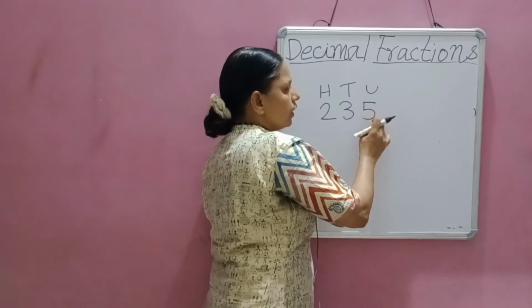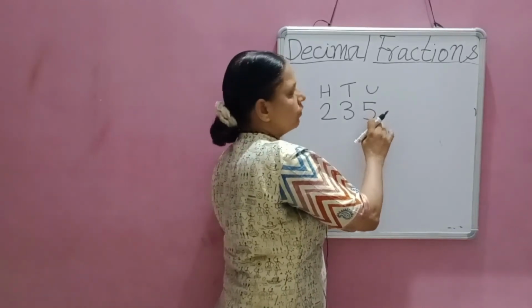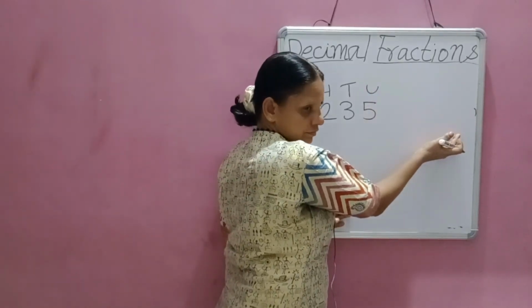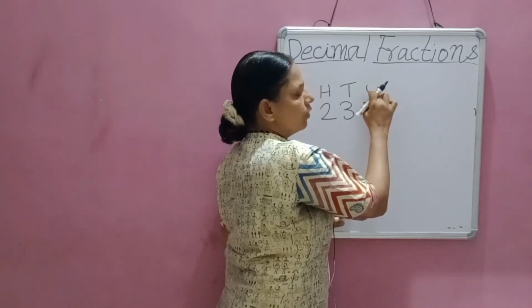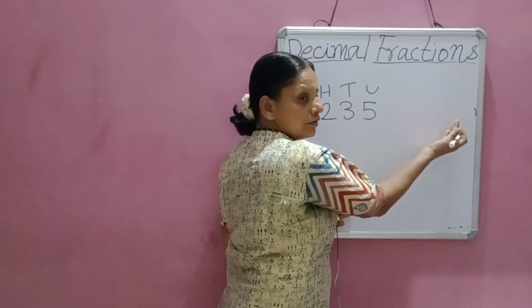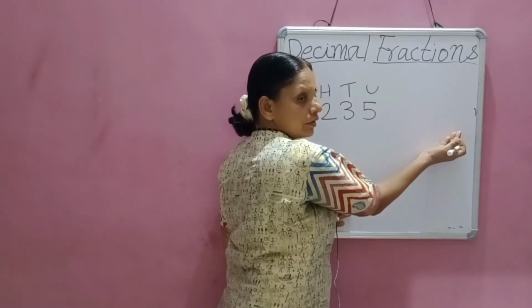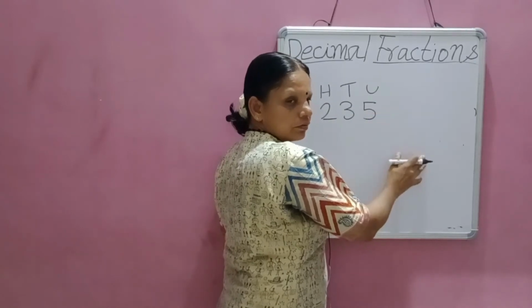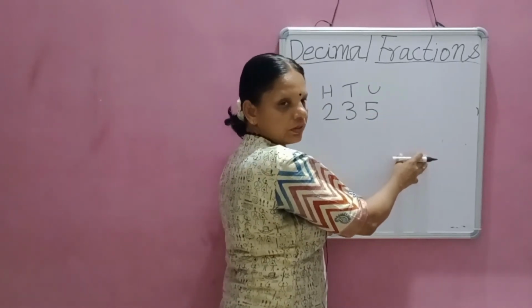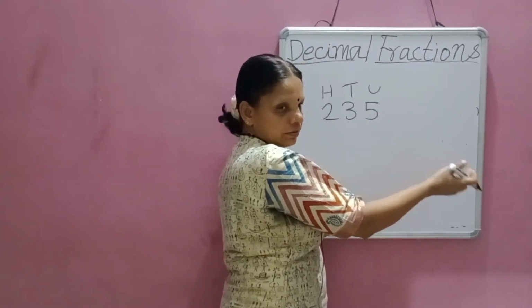Clear? Now we can think what will be the next lower place. Here the units place is 1. So the next lower place, in the case of whole numbers, is not there. But in the case of fractions, we can think about it.